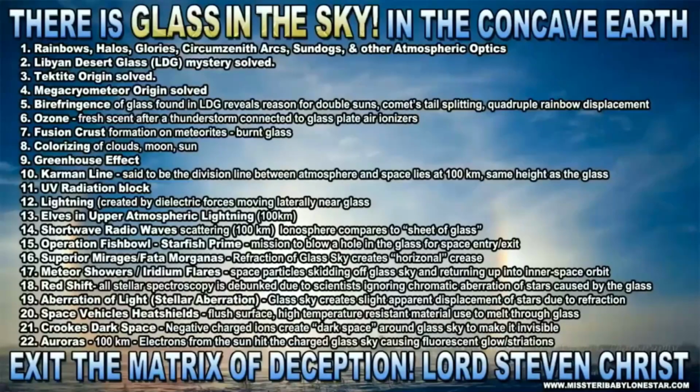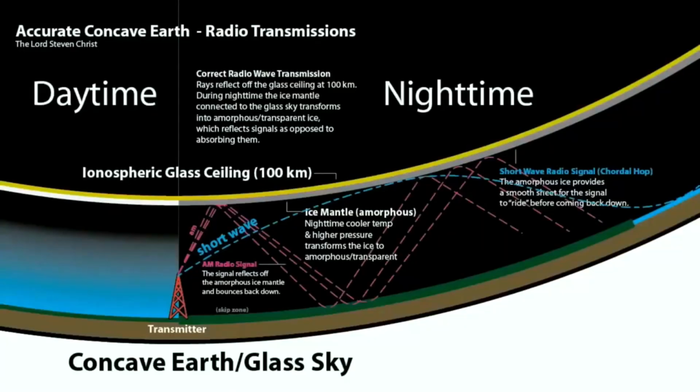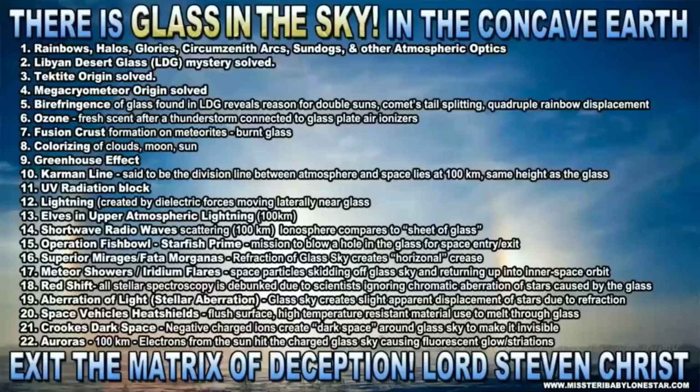Number 14, shortwave radio, ham radio. It scatters at 100 kilometers. They compare the ionosphere to a sheet of glass. Well, there's no need really to compare it to a sheet of glass because it actually is a sheet of glass. That accentuates the radio waves and passes them along to the other side of the inside of the Earth.